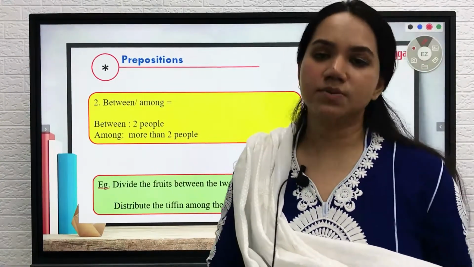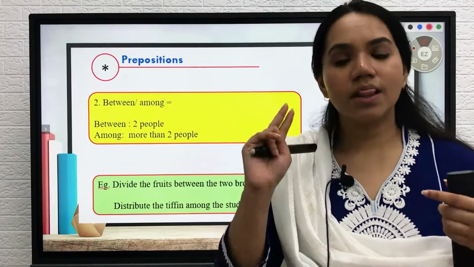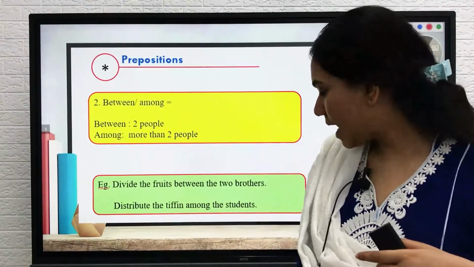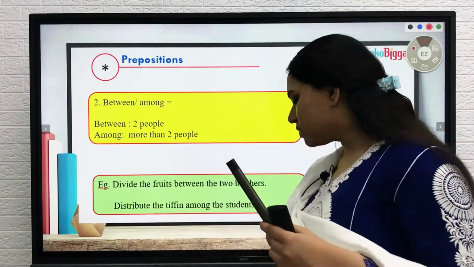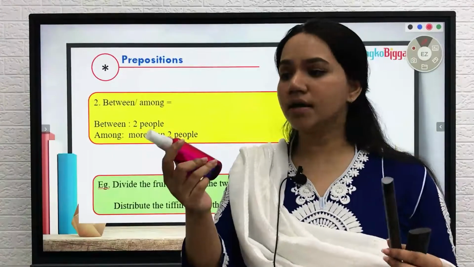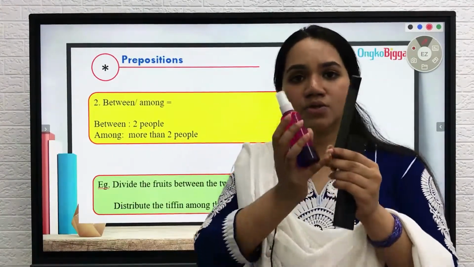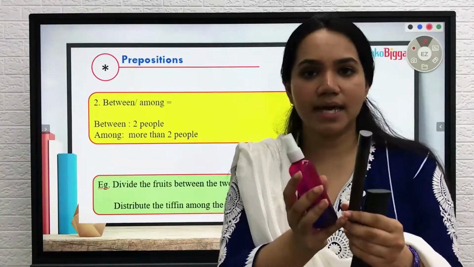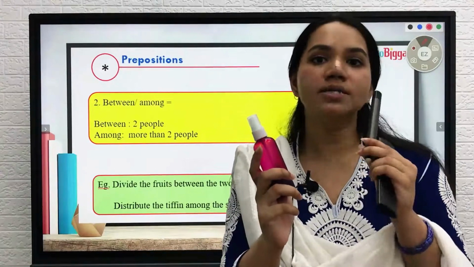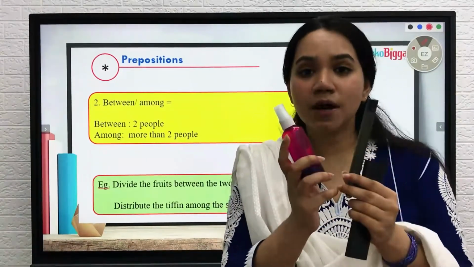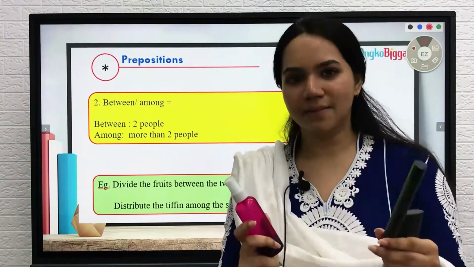We will use between whenever it's between two people. So let's say I have this bottle with me, which is pink color, and I have this pen with me. If I tell you to choose, I will say, which one do you want? This pink bottle or this black pen? So you have to choose between the pink bottle and the black pen.